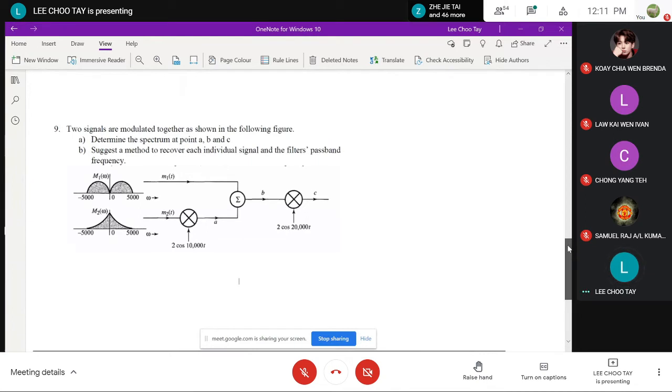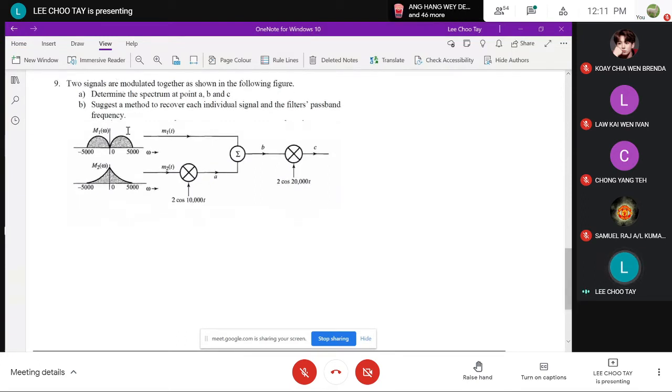Question 9 is about two signals of a different spectrum. The bandwidth is the same, but the shapes of the spectrums are different. They are modulated together as shown in this figure. This is the frequency spectrum for message number 1, written as M1 of omega, with a bandwidth of 5,000 radians per second. Message number 2 is M2 of omega, with the same bandwidth of 5,000 radians per second. This is the spectrum of these two signals. In the time domain, they are called m1(t) and m2(t) respectively. This is a common term being used: whenever you want to represent a signal in the time domain, you put t in the brackets.